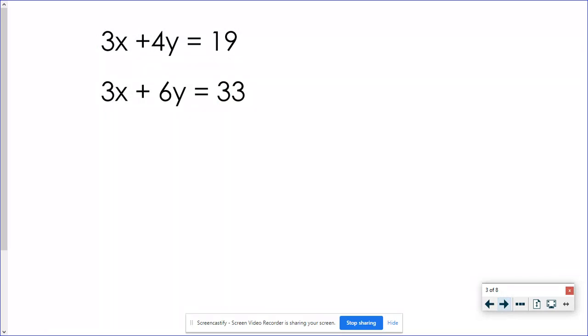This problem is similar. You can see that I have 3x and 3x. They're exactly the same.